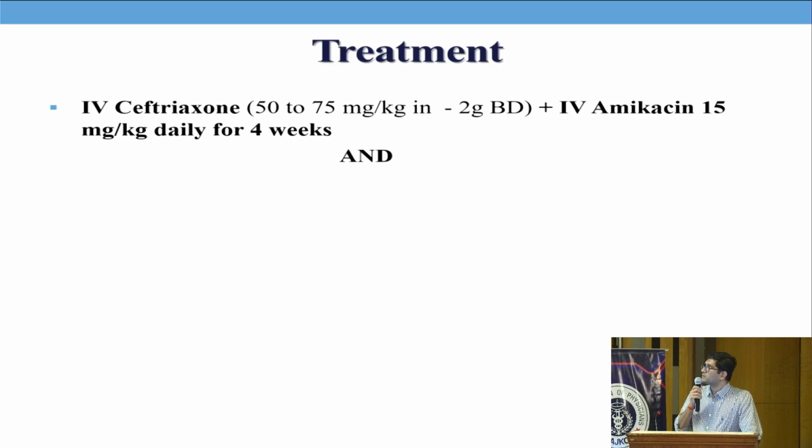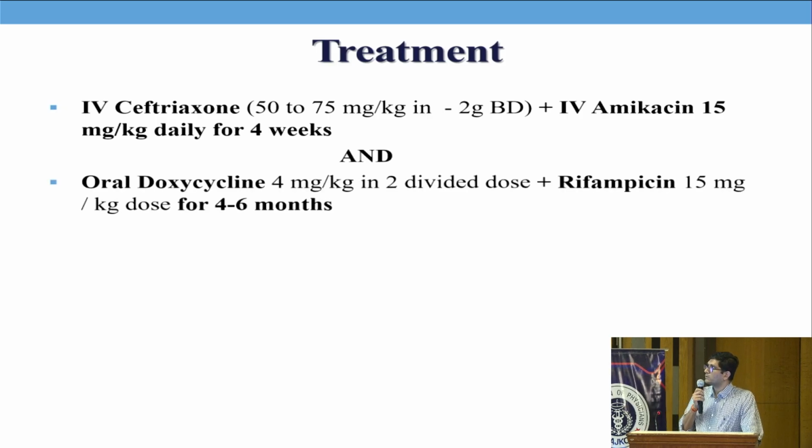Along with this, we have to start doxycycline, 100 milligram BD, the maximum dose for adults. For children, it is 4 mg per kg in 2 divided doses, maximum 100 BD. And rifampicin, 15 mg per kg, for 4 to 6 weeks.